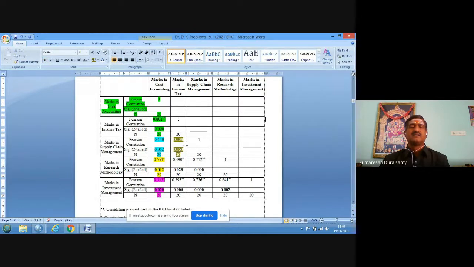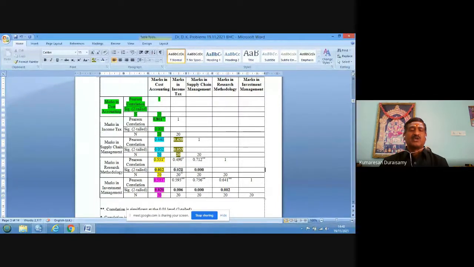The coefficient of correlation is 0.438. The p-value 0.053 is greater than 0.05, so there is no significant relationship. The p-value is 0.053 and the R value is 0.438, so 43.8% only. Then we compare income tax and the research methodology.